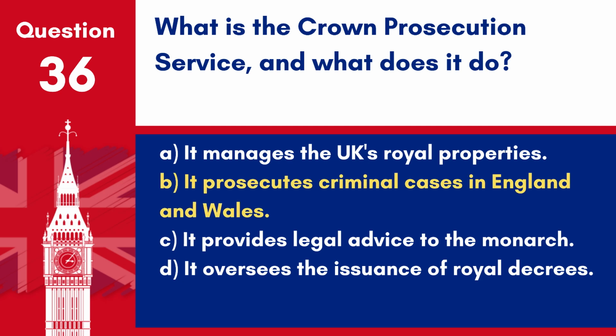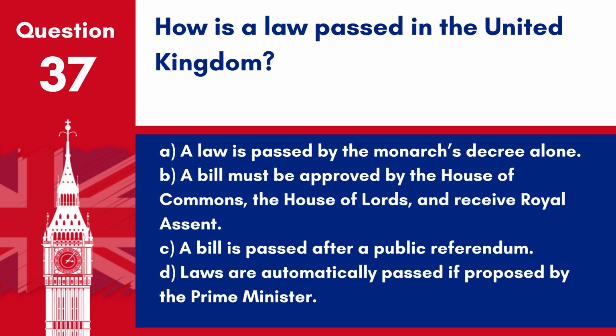Answer: B. It prosecutes criminal cases in England and Wales. The Crown Prosecution Service, CPS, is responsible for prosecuting criminal cases investigated by the police in England and Wales, making it a crucial component of the criminal justice system. Question 37. How is a law passed in the United Kingdom?